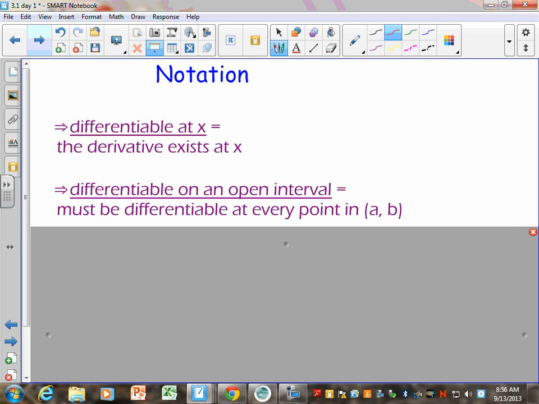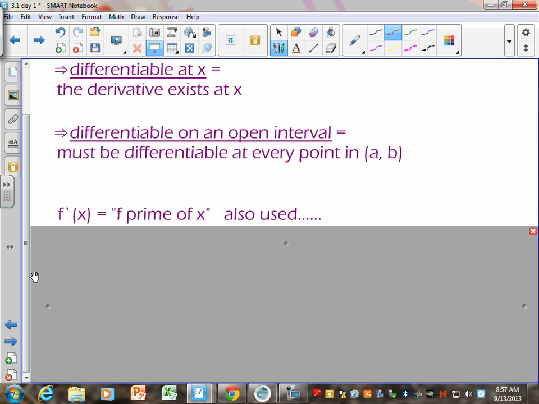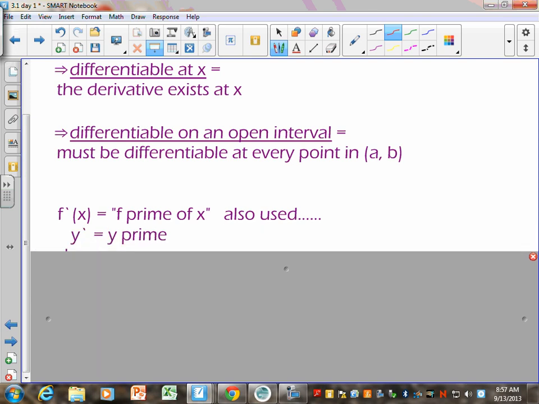Differentiable on an open interval means that the function must be differentiable at every point on that interval. And then here's the other stuff. These are the different notations. F prime of x is the one that I probably use the most, but I try to use different ones, because there are other ways to show a derivative. On your homework today, they show different ways of doing it, and I want you to get used to seeing the other ones. F prime of x is our favorite, but we could also just write y prime, because f of x is the same as y. So y prime is the same as f prime of x. They both just mean the derivative.